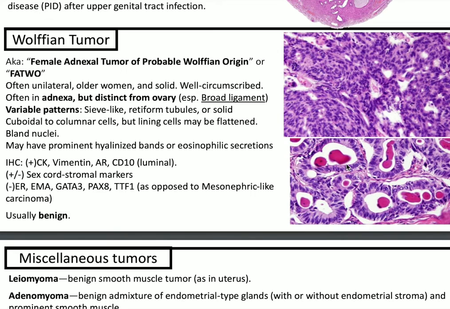It'll stain for cytokeratins, vimentin, CD10 luminal, and androgen receptors, be positive or negative for sex-cord stromal markers, and negative for ER, EMA, GATA3, PAX8, and TTF1, as opposed to mesonephric-like carcinoma, and it's usually benign.